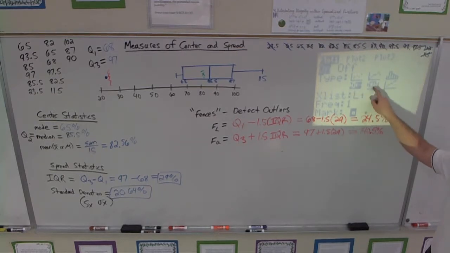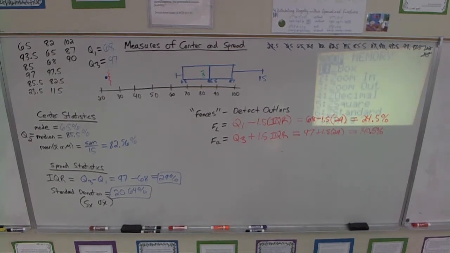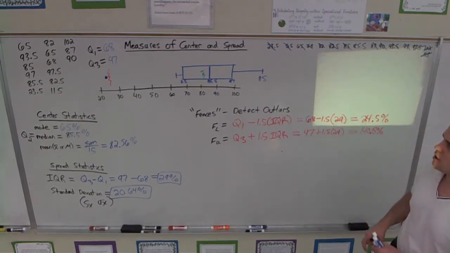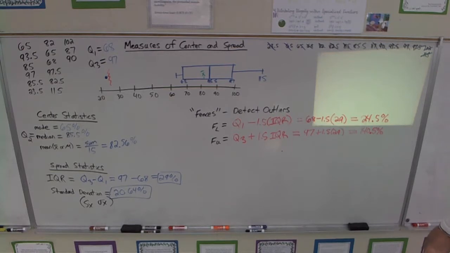This one shows outliers. This one doesn't. I always pick the one that shows them. Say which list you're in, and hit zoom, number 9. And there you go. There's our picture. You can see that it shows the exact same picture that we just computed by hand. Okay? So, that's one way to detect outliers. We detected one. There's another option as well.